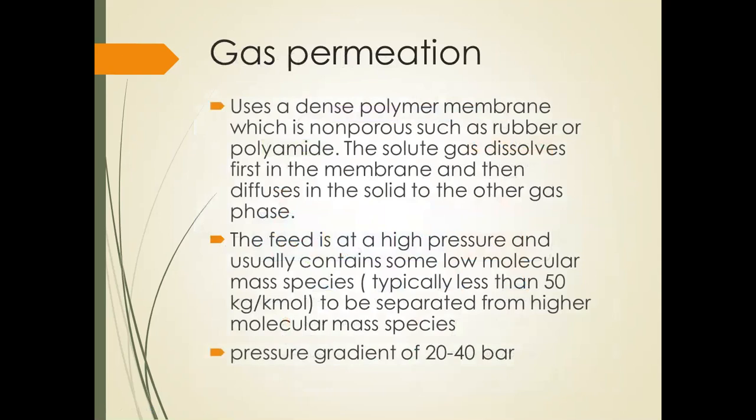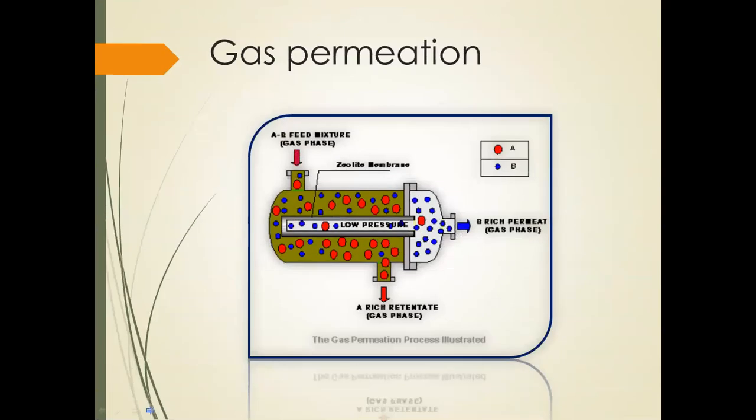Gas permeation uses a dense polymer membrane, which is non-porous, such as rubber or polyamide. The solute gas dissolves first in the membrane and then diffuses in the solid to the other gas phase. The feed here is at high pressure and usually contains some low molecular mass species, typically less than 50 kilograms per kilogram mole, to be separated from higher molecular mass species. The range of the pressure gradient is from 20 to 40 bars. So it uses a dense polymeric membrane. This is the case of gas permeation.